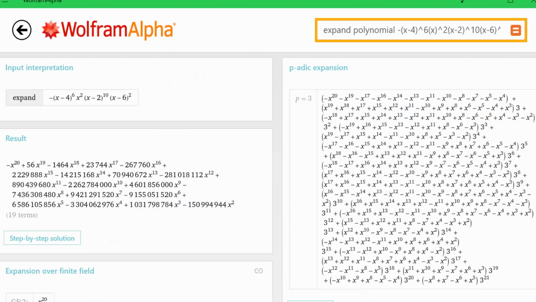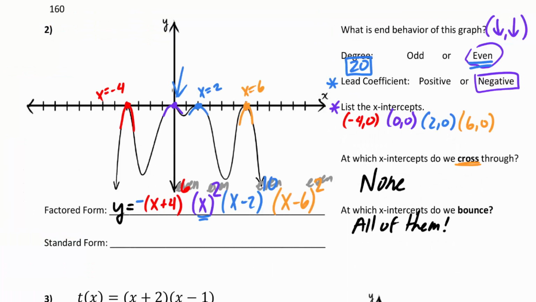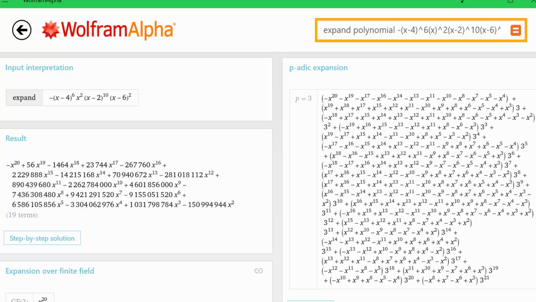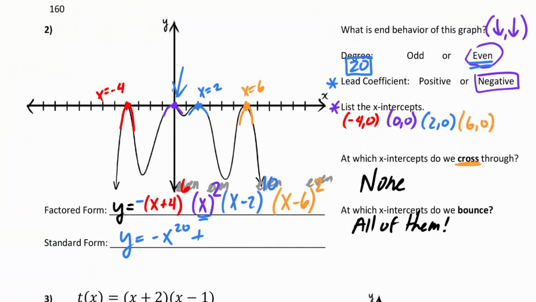So we're not going to write down the whole thing. We're just going to write down the first couple terms, and then we're going to do dot, dot, dot. So y equals negative x to the 20th power, and then it looked like plus 56x to the 19th. And then minus dot, dot, dot. And then all the way at the end, we have the number in front of x squared. Now, in case you needed it, you could do the plus 0. That's kind of there to tell you the y-intercept.